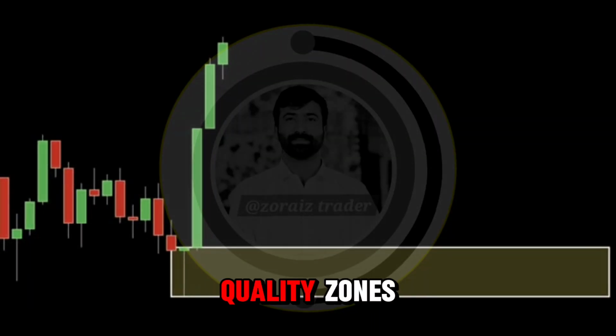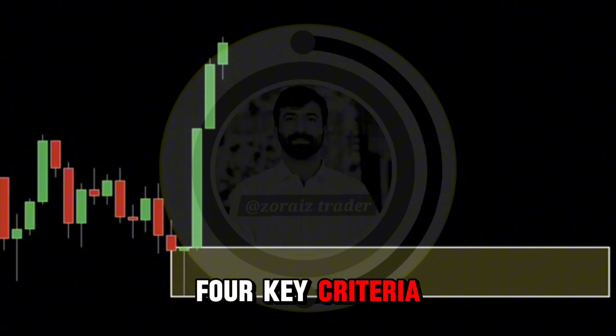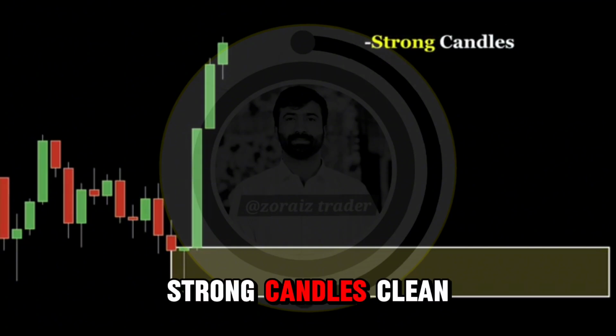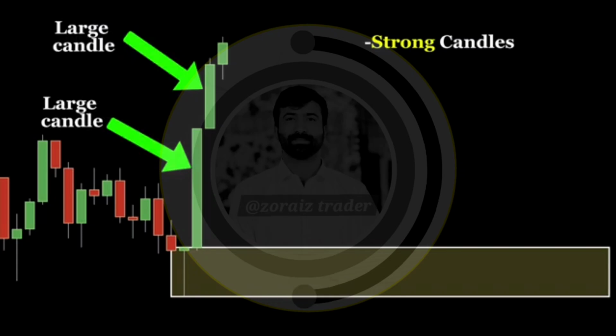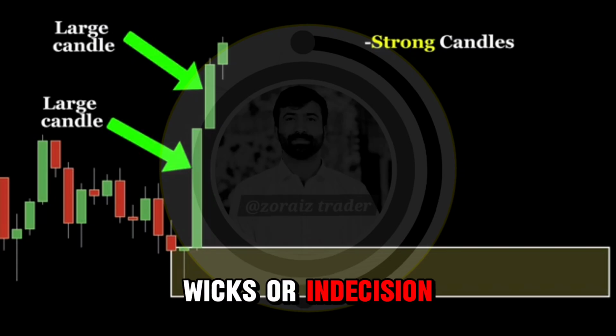To identify high-quality zones, focus on these 4 key criteria. Strong candles. Clean, large candles leaving the zone signal strong institutional moves. Avoid zones with wicks or indecision.